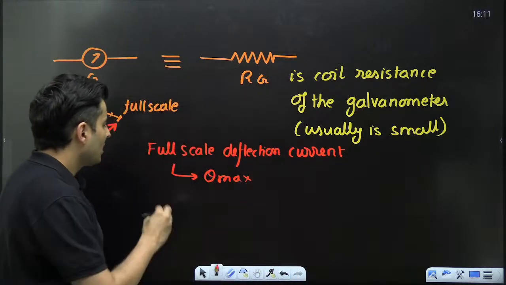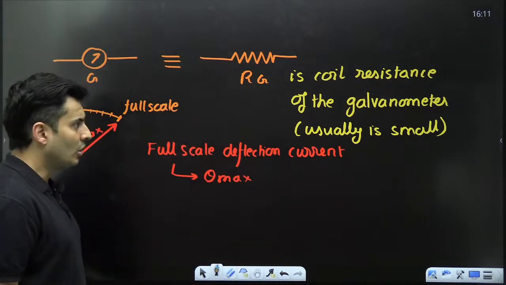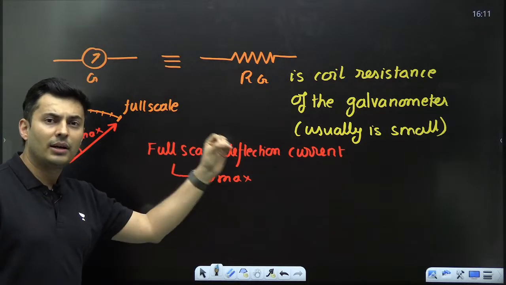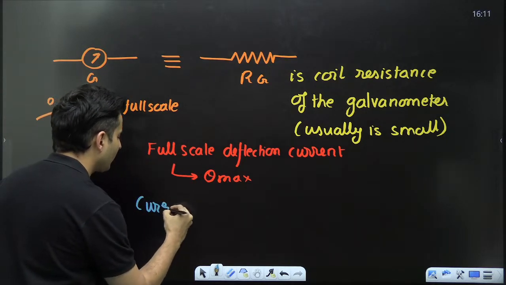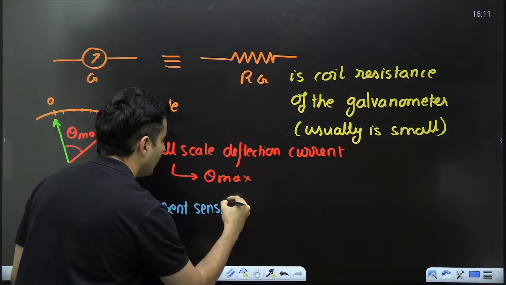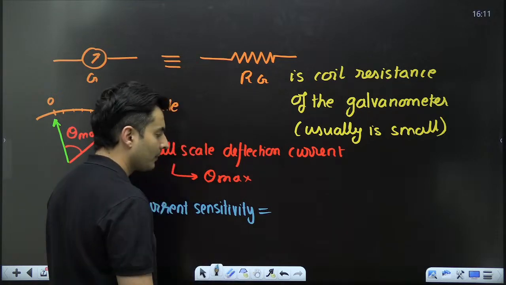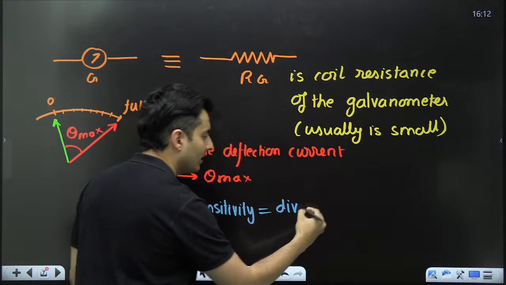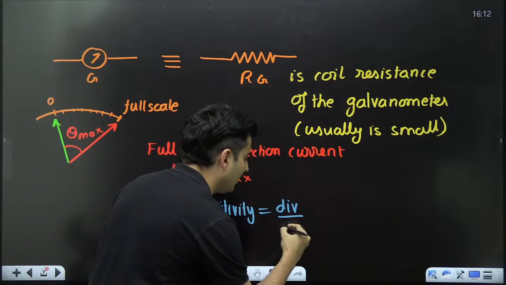Keep this in mind. Now that you know there is a maximum current which can flow, and there is a coil resistance, there is another parameter associated with a galvanometer, and that is called the current sensitivity. What is it called? Current sensitivity. This current sensitivity is nothing but how many divisions the needle will deflect per unit current.